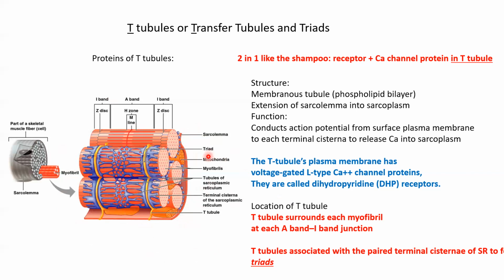The point I wanted to emphasize for you guys is that you remember the 2-in-1, like the shampoo? What does that mean? It means that the DHP receptor is a receptor for a voltage-gated receptor. And when the voltage is the right voltage, it opens up and it becomes a calcium channel. Okay, so that's what I wanted to emphasize here.